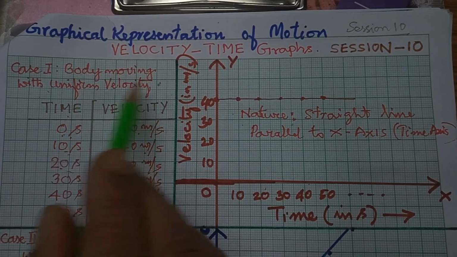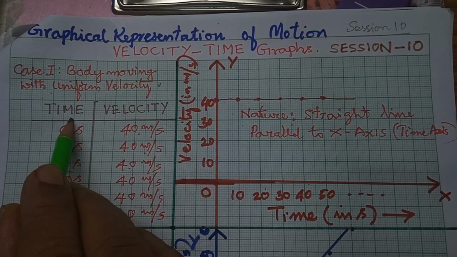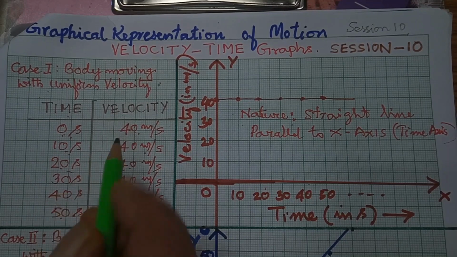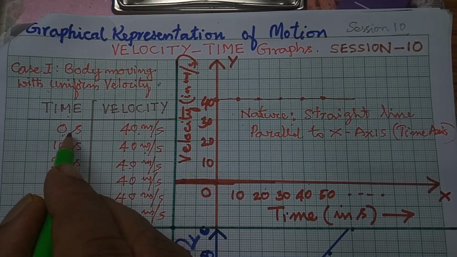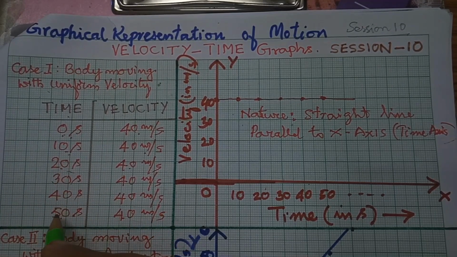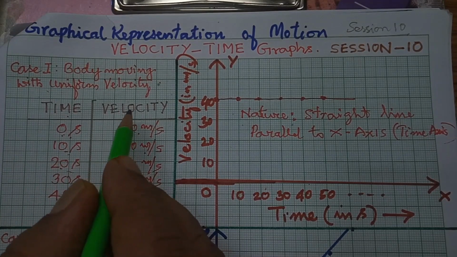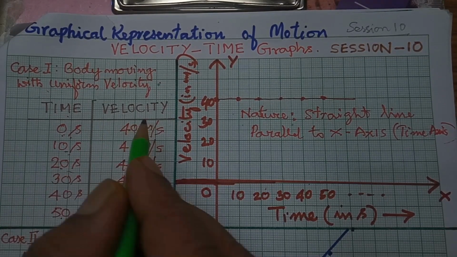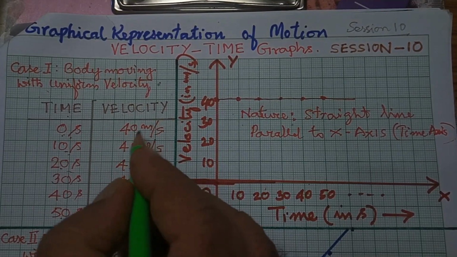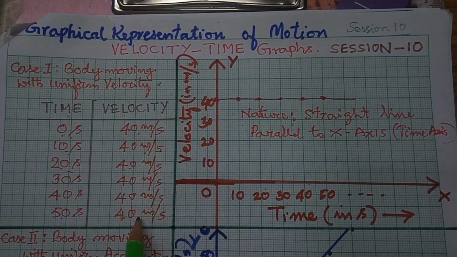First one is body moving with uniform velocity. You know very well, time is taken here, velocity is taken here. This is known as a velocity time table, and here time is increasing equally: 0 second, 10 second, 20 second, 30 second, 40 second, 50 second. We call that equal intervals of the time. But you see here the velocity is not increasing, not decreasing, it is constant. Therefore, we are calling it a body moving with uniform velocity.